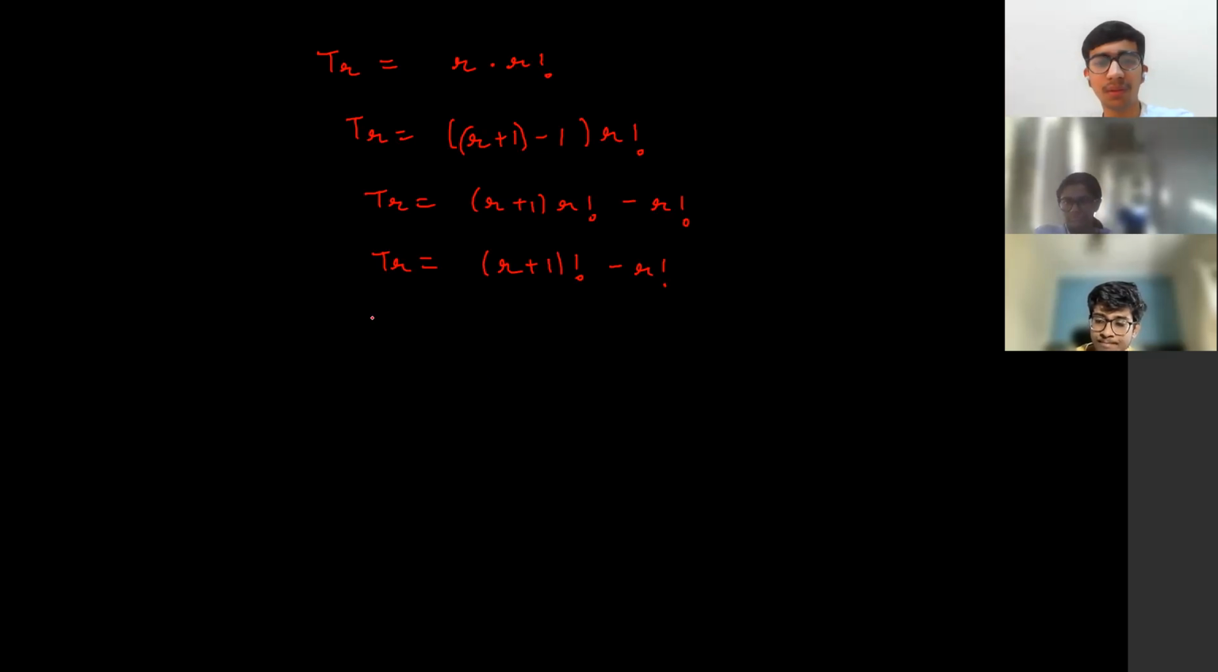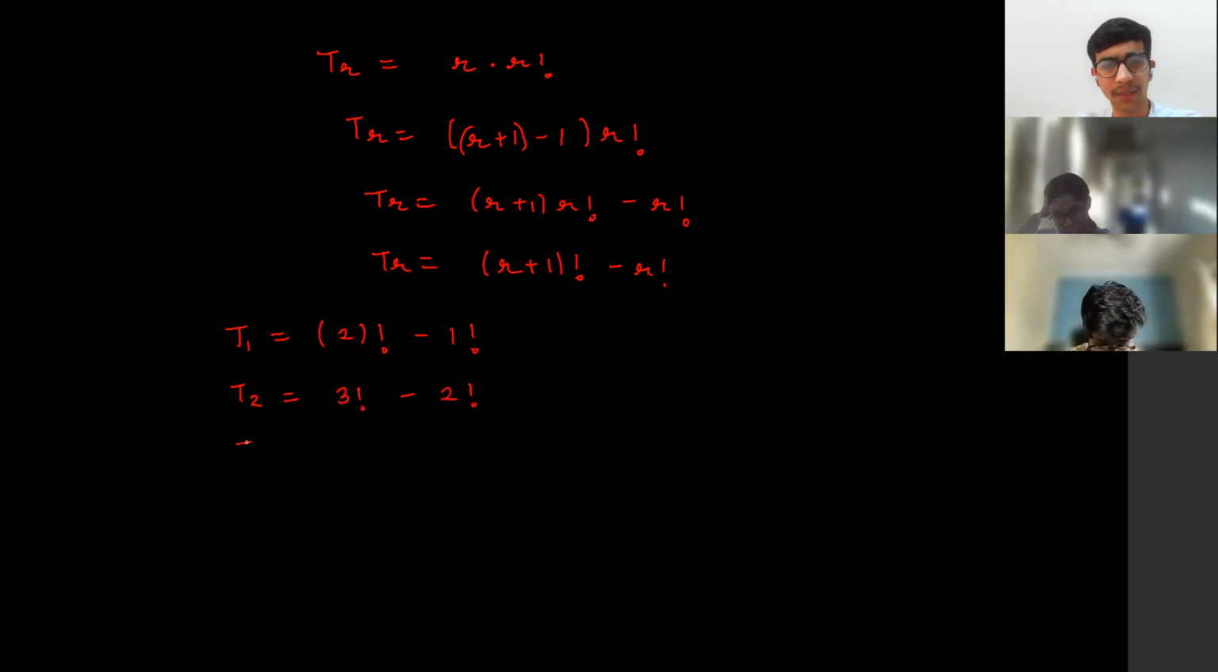So what will T of 1 become? Now how can I write the first term? 2 factorial minus 1 factorial. I can write T2 as 3 factorial minus 2 factorial. I can write T3 as 4 factorial minus 3 factorial, and so forth till T100, which will be 101 factorial minus 100 factorial.